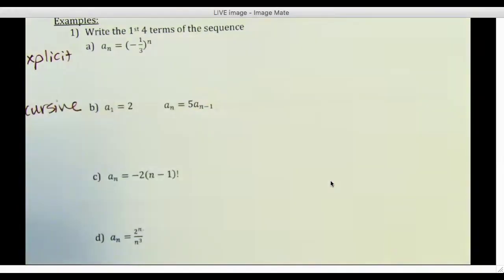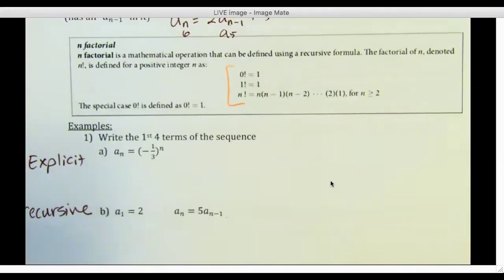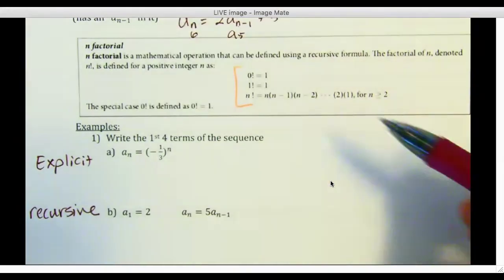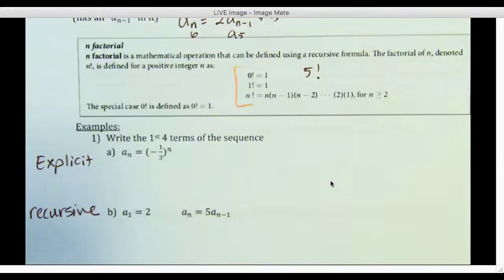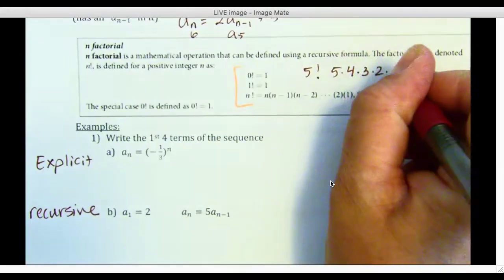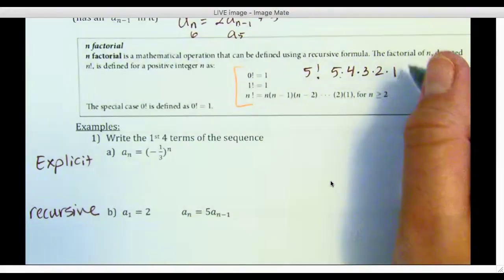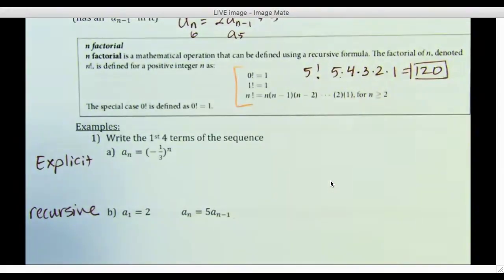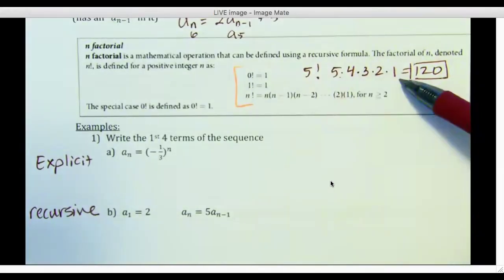Okay. Now, going back to this box I skipped over, we also have something called a factorial. That's where you see this exclamation point in the problem here. So if I have something like 5 factorial, what that means is I have 5 times 4 times 3 times 2 times 1. Well, 5 times 4 is 20, times 3 is 60, 60 times 2 is 120, 120 times 1 is 120. So that's what 5 factorial means. If you have a number with an exclamation point, this is what it's telling you to do.